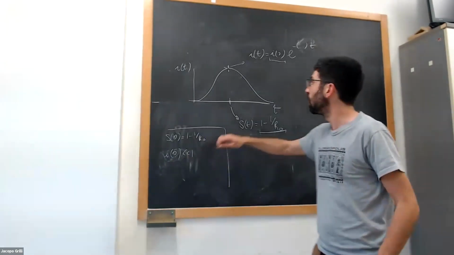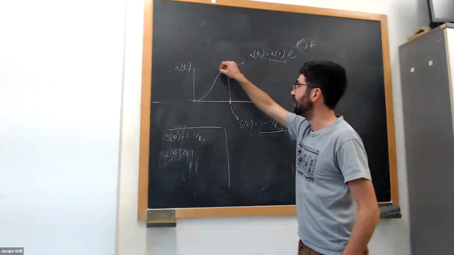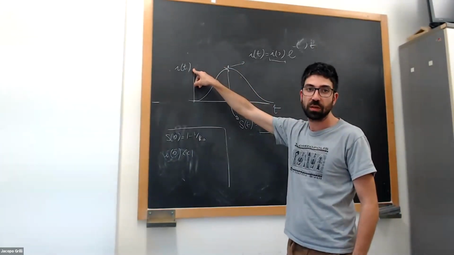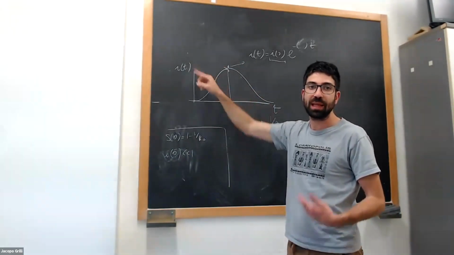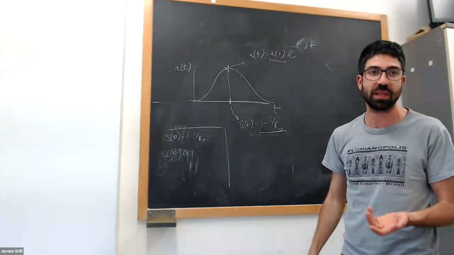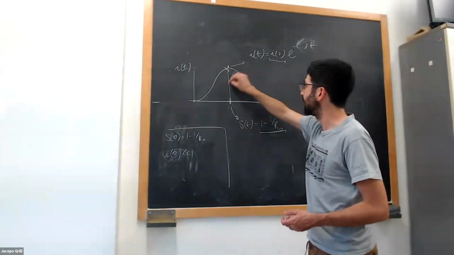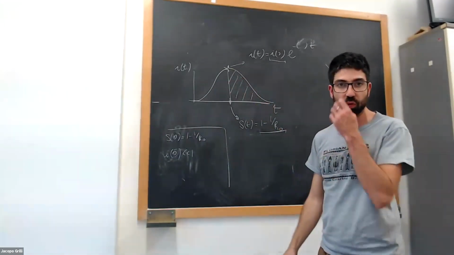On the other hand, if you are here and this number is fairly large, it's true that each of those people is going to infect less than one person on average, but still there is a large number of infected people in the future, right?